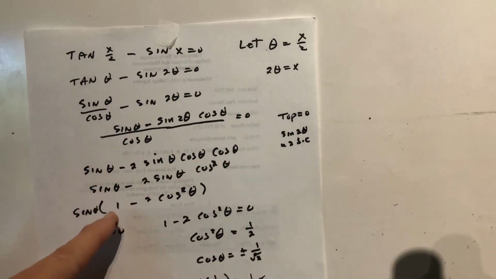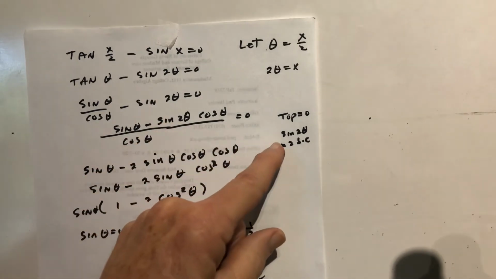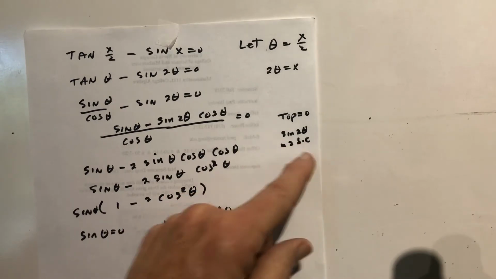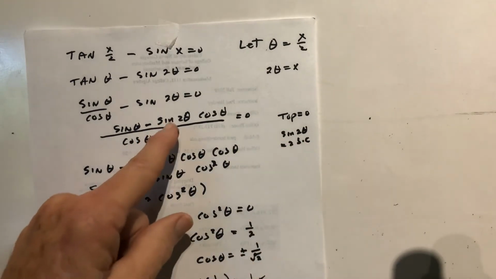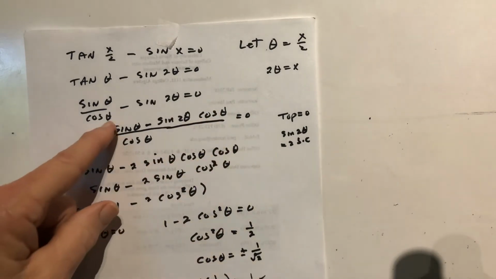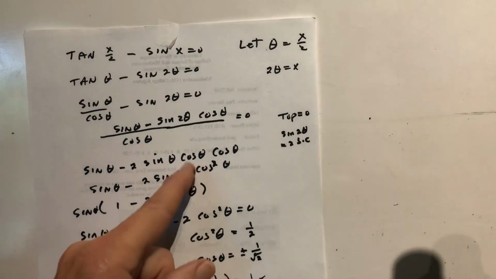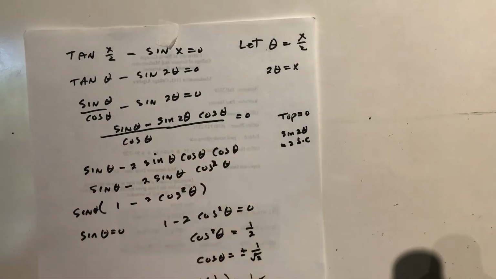And then I did something. Let's see if I remember. Sine of 2 theta is equal to 2 sine cosine. So I took out sine 2 theta and put 2 sine cosine. Brought this cosine down, brought this sine down. So we have 2 cosines together makes cosine squared.